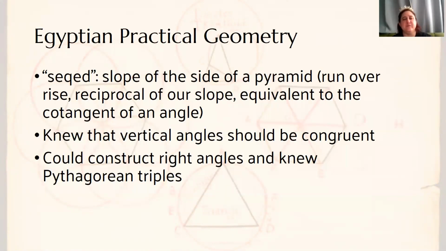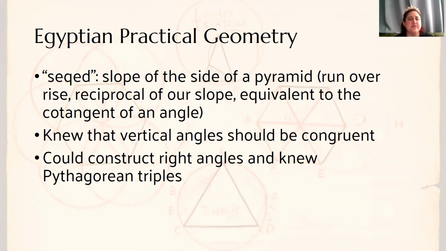So the ancient Egyptians had some practical geometry knowledge. They did have the concept of seqed, which was the slope of the side of a pyramid. Now, they calculated it a little differently than we calculate slope. We do rise over run. The ancient Egyptians did it the way that high school students tend to want to do it, which is run over rise, okay? The equivalent trig function is the cotangent of an angle, but they weren't that theoretical. They just knew that it worked.